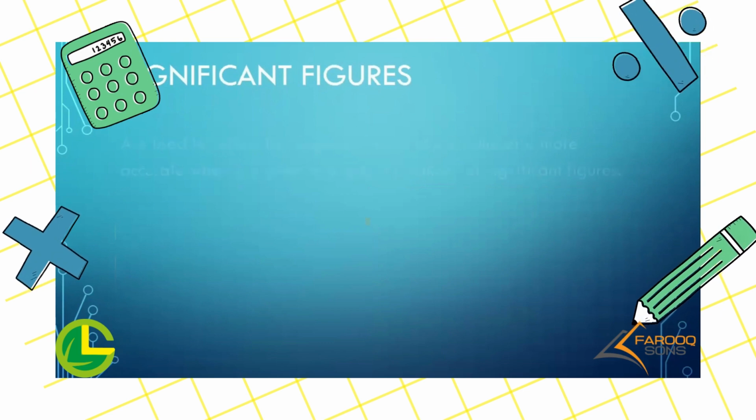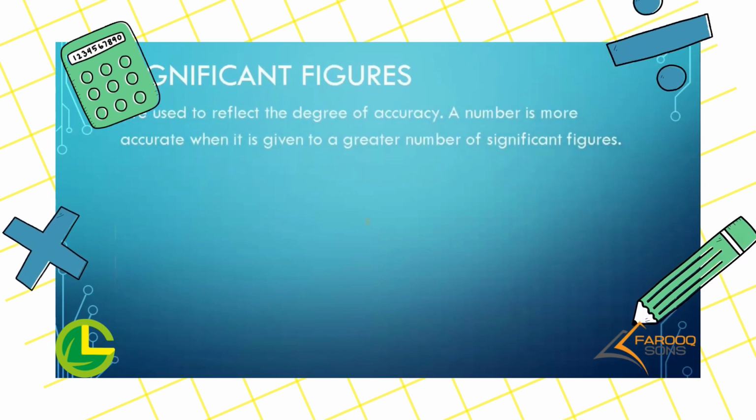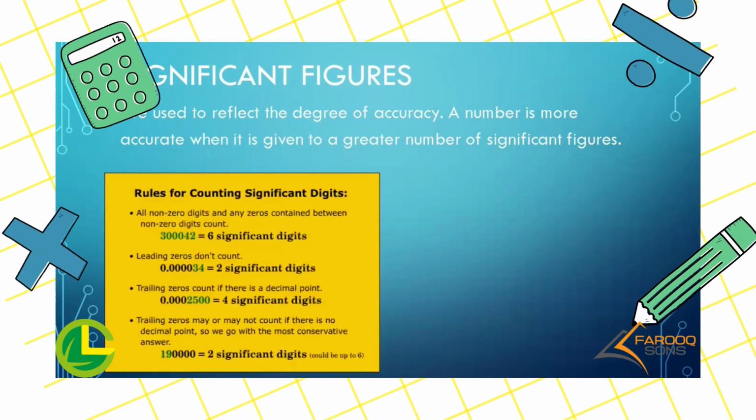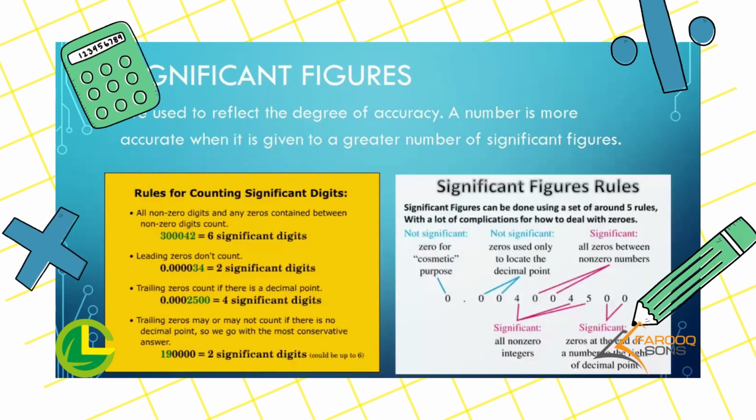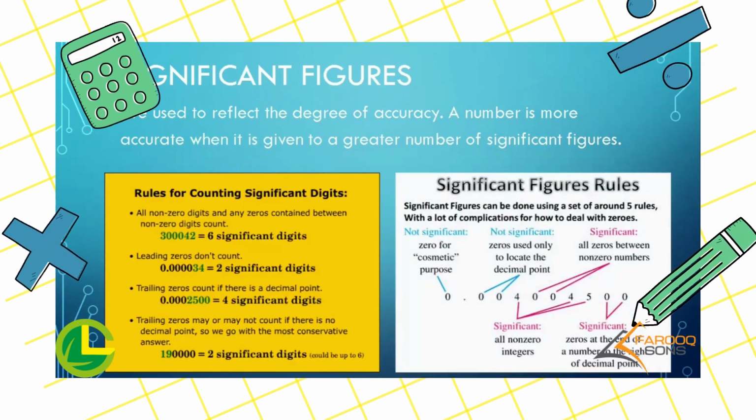Significant figures. Significant figures are used to reflect the degree of accuracy. A number is more accurate when it is given to a greater number of significant figures. We have 5 rules for significant figures. There are 2 figures. I would suggest you to please go through all of them.